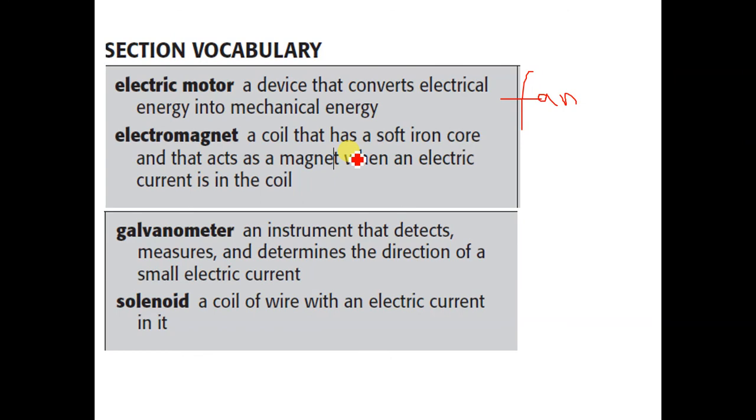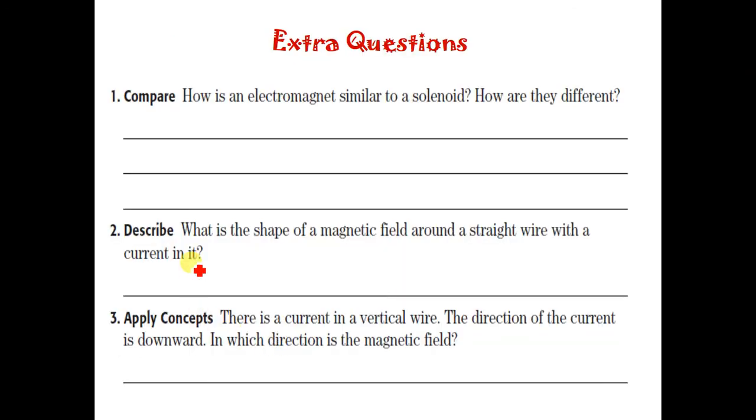Pay attention. When we say a coil that has a soft iron core inside, what do we call it? We call it an electromagnet. So this electromagnet works exactly as a magnet when the current passes through it. Galvanometer, an instrument that detects, measures, or determines the direction of small electric current. Solenoid is a coil of wire only with an electric current inside it. So here you have some extra questions at the end of the presentation.